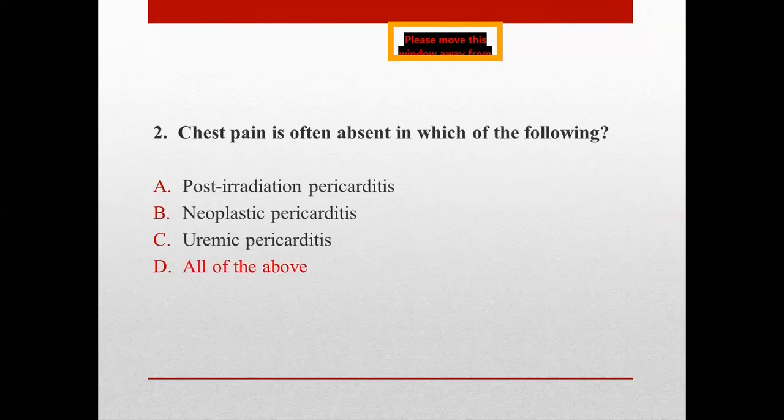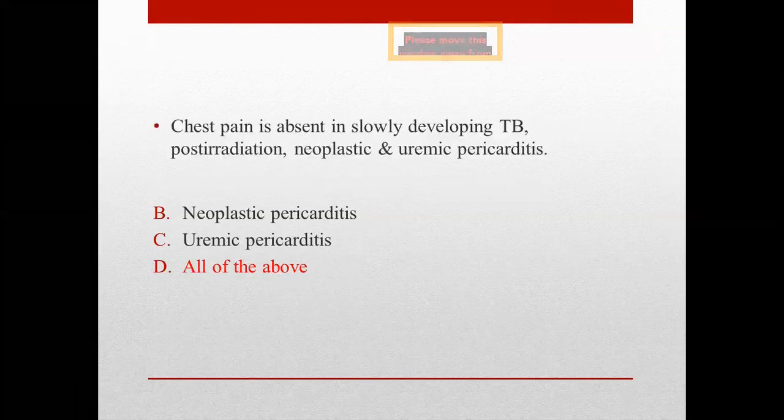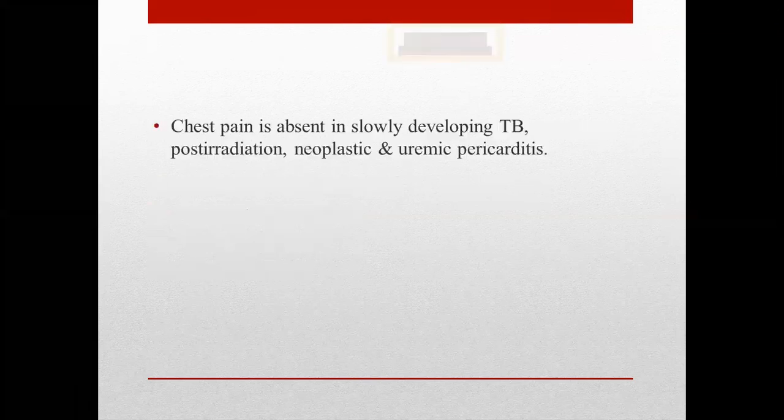All of the above. In fact, in all these types of pericarditis chest pain will be absent. Chest pain is absent in slowly developing tuberculous pericarditis, also in post-irradiation pericarditis, neoplastic pericarditis, and uremic pericarditis. So, in all these types of pericarditis, chest pain may be absent. So, to the third question.